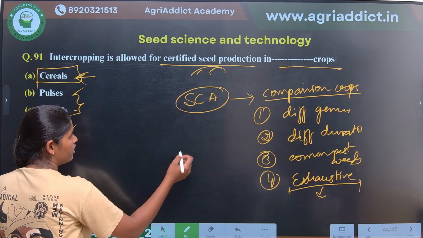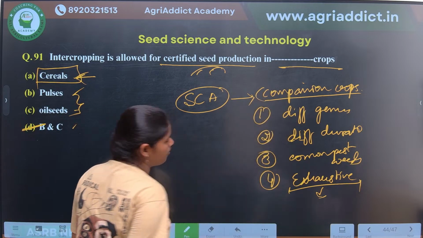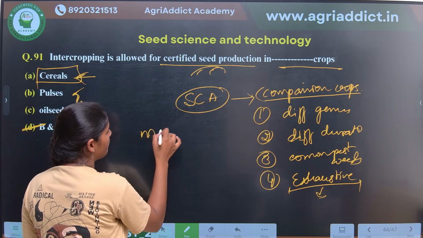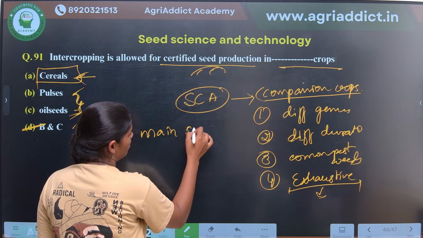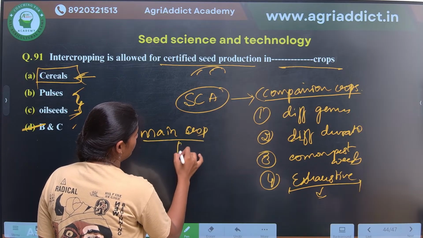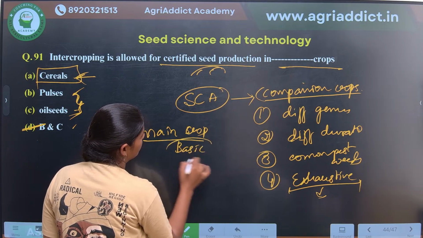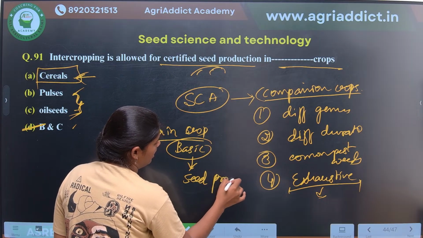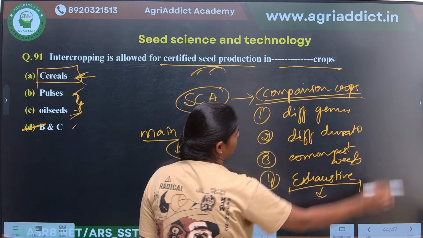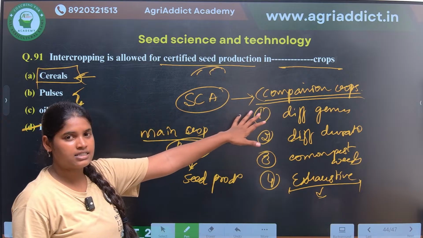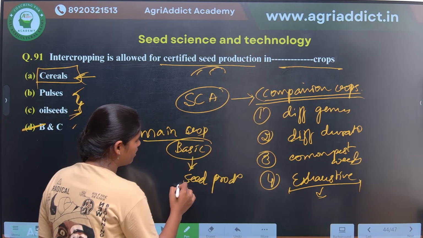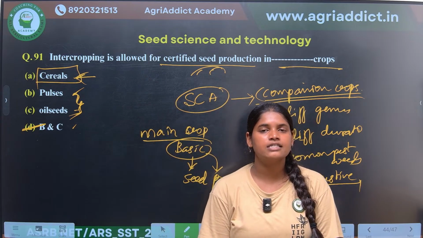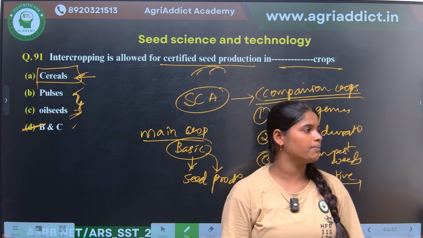But remember, even though you go for intercropping in the case of pulses and oil seeds, only the main crop or basic crop will be registered for seed production. This companion crop will not be registered as a seed crop. Only the seed crop will be registered for seed production under seed certification. Okay, remember this.